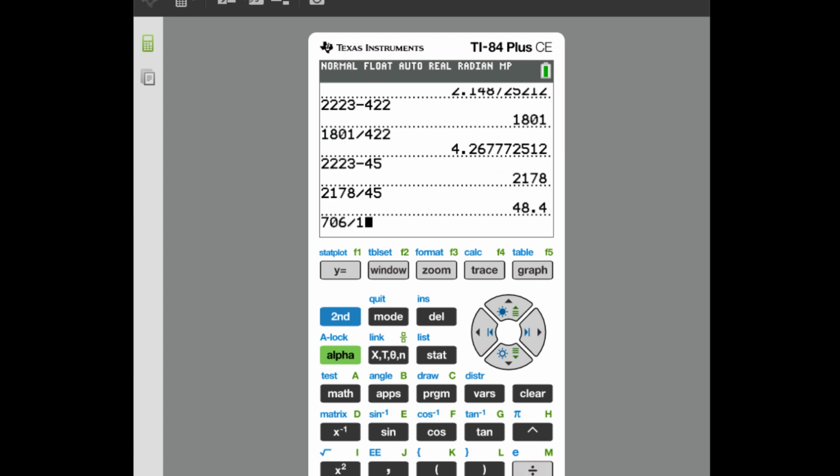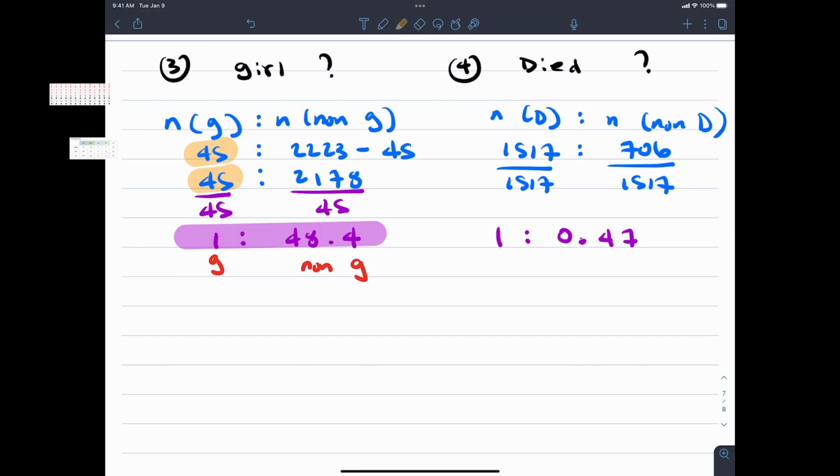706 divided by 1517. And to the nearest hundredth, I guess we're doing that, 0.47. Okay, 0.47. The 6 is in the hundredths position. The digit to the right is a 5. So that means add 1 to the 6. And it's 0.47. So here's my unit ratio. And that's what we say, the death to non-death ratio, or the death to survive ratio. For every person that died, about 0.47 survived, did not die.